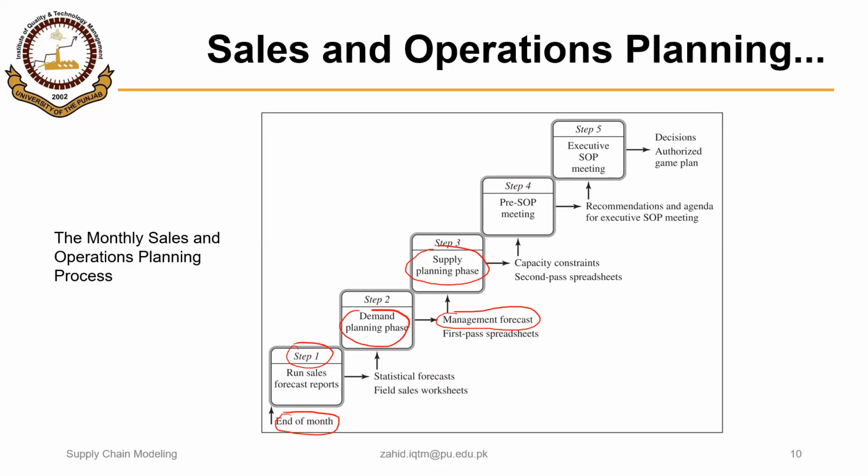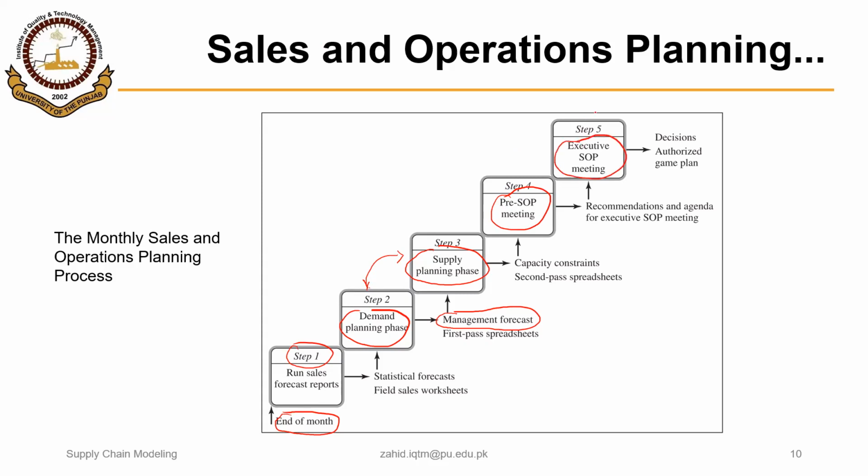And step number four is where different plans come together, the demand plan, the supply plan, and the financial impacts of the plan. And if there has been some imbalance between these two plans, the demand plan and supply plan, they are resolved. And recommendations are made for the approval in the final meeting, that is the executive S&OP meeting.